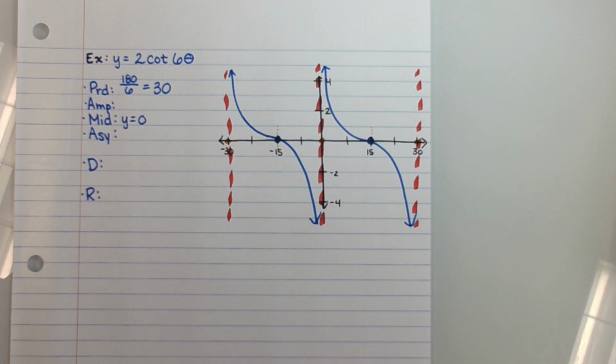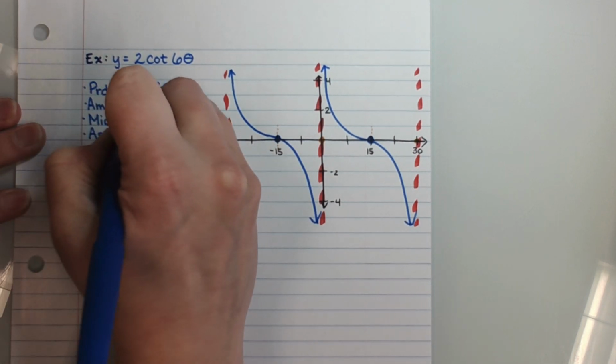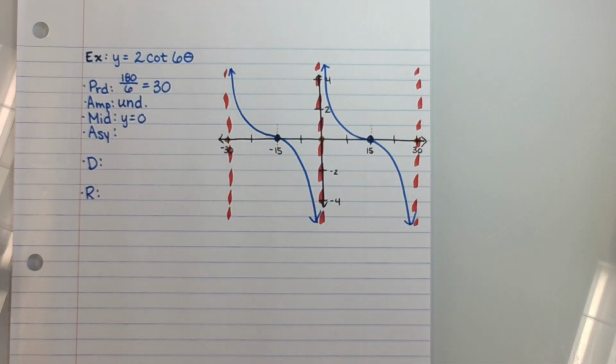Amplitude, by definition, is half the distance from the minimum to the maximum. Does cotangent appear to have a maximum or a minimum? No, it goes towards infinity and negative infinity, and can you find half the distance between them? No, so the amplitude is undefined. I mentioned this earlier, actually. Sine and cosine are the only ones that actually have amplitude.